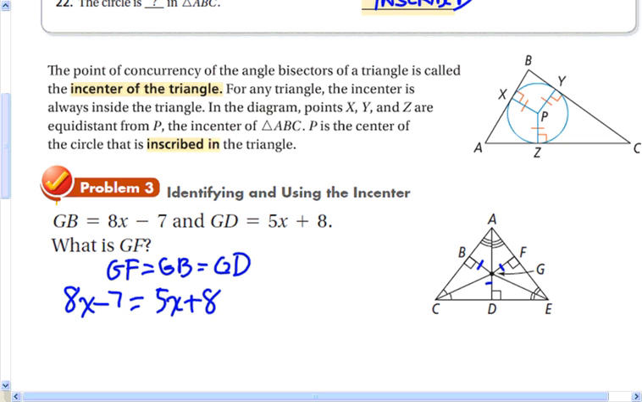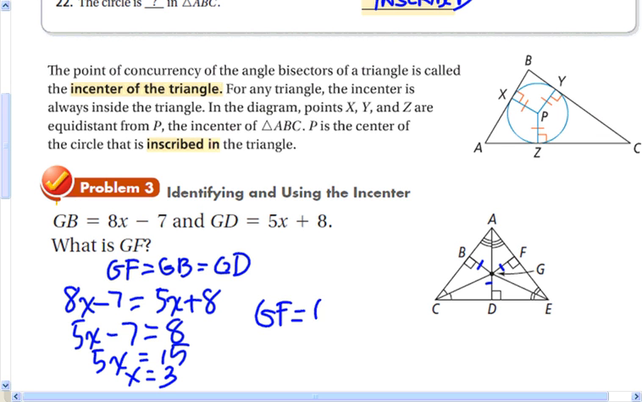Then we can use the properties of equality, maybe subtract 3x from both sides, so we get 5x minus 7 equals 8. Add 7 to both sides, we get 5x equals 15, and x equals 3. Now we're looking for GF, but that's equal to GB, and GB is 8x minus 7, so we can substitute 3, we get 8 times 3. Oops, I made a little mistake here, sorry about that. That should be 3x, that should be 5. So 8 times 5 minus 7 is equal to 33.